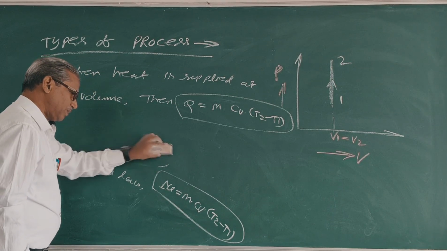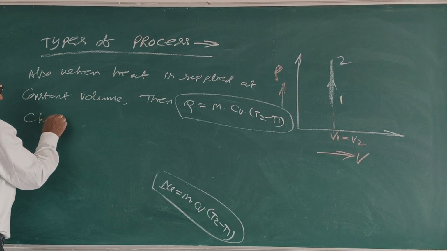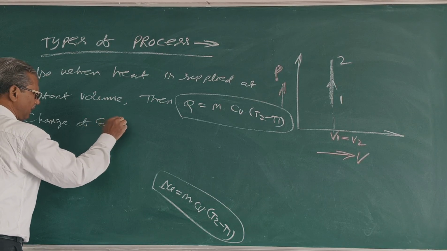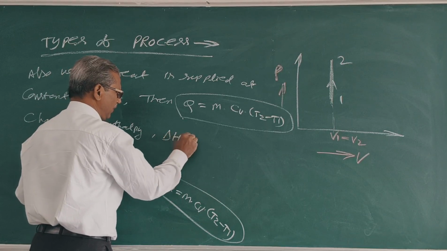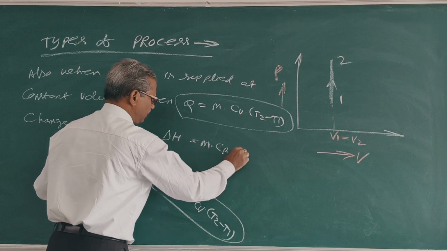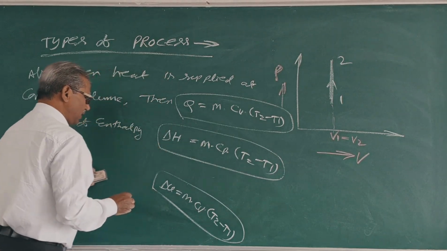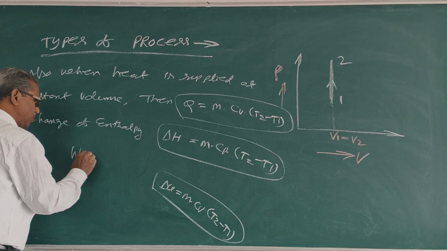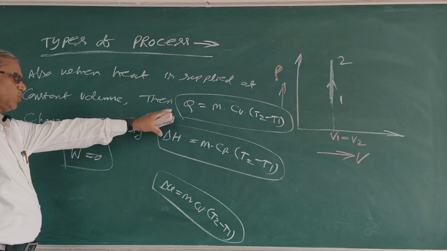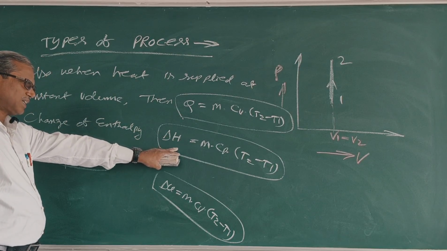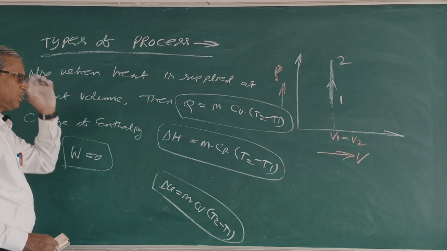Now change of enthalpy. We derived earlier delta H is equal to m Cp (T2 minus T1). Clear? So in this process, W is equal to 0, delta U is m Cv (T2 minus T1), Q is m Cv (T2 minus T1), and delta H, the change of enthalpy, is m Cp (T2 minus T1). Clear?